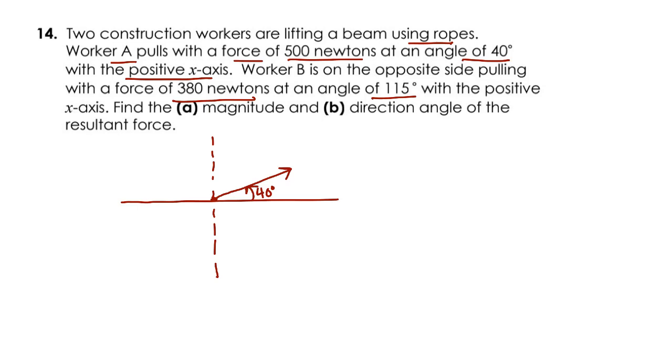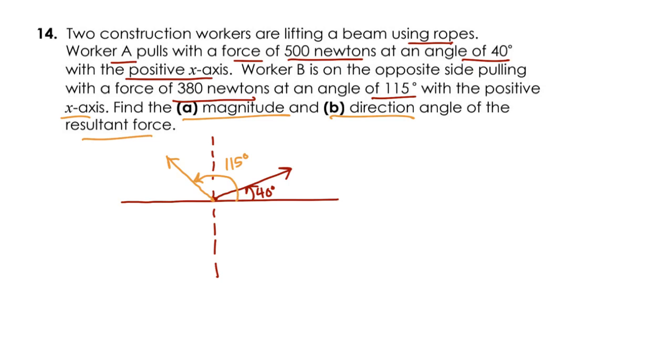So that's going to change here, 115. It's going to be back out here somewhere. So now that angle is going to be 115 degrees with the positive x-axis, so we have that drawn. And so for A, we need to find the magnitude, and for B, the direction angle of the resultant force. So the resultant force will be these two vectors together. So let's go ahead and set it up.